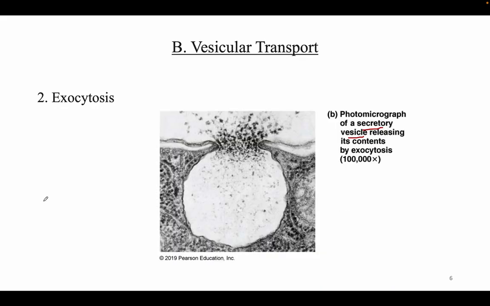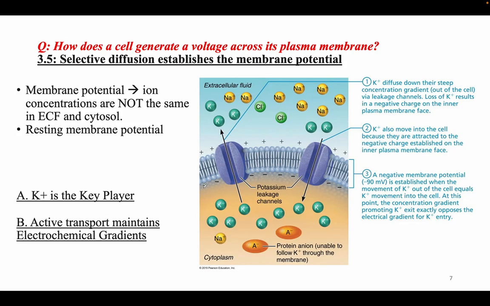Exactly the opposite is exocytosis, where the cell throws things out. It basically forms vesicles, but then whatever is in the vesicle is thrown out. The way substances move out of the cell is called exocytosis. This is a microscopic photograph of exocytosis.